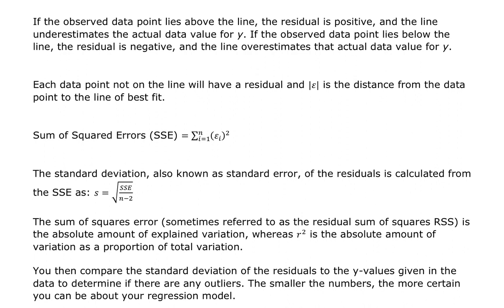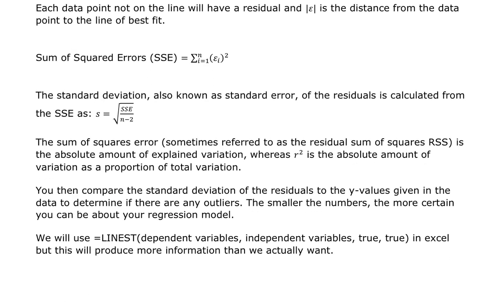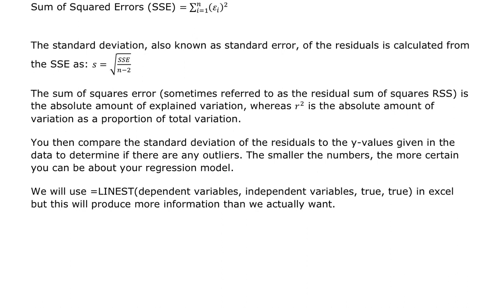The sum of squares error sometimes is referred to as the residual sum of squares. In our book, we use SSE. Some other books and sources will use RSS, and that's the absolute amount of explained variation, where R squared, and we've talked about this before, is the absolute amount of variation as a proportion of the total variation. So when you compare the standard deviation of residuals to the y values of the data to determine if there are any outliers, the smaller the number, the more certain you can be about your regression model.